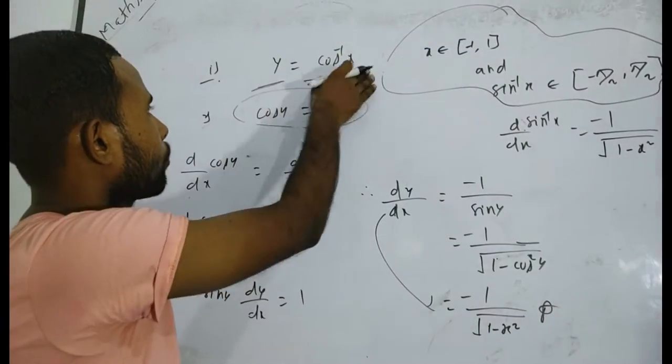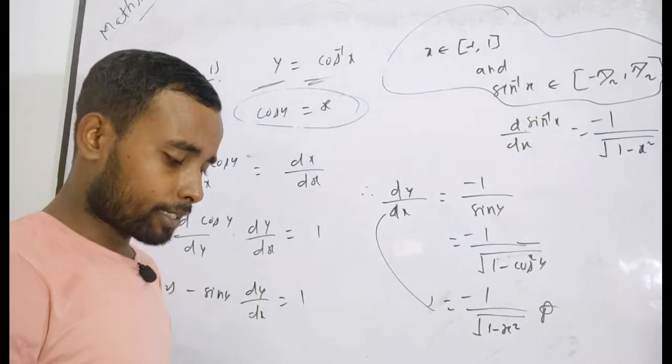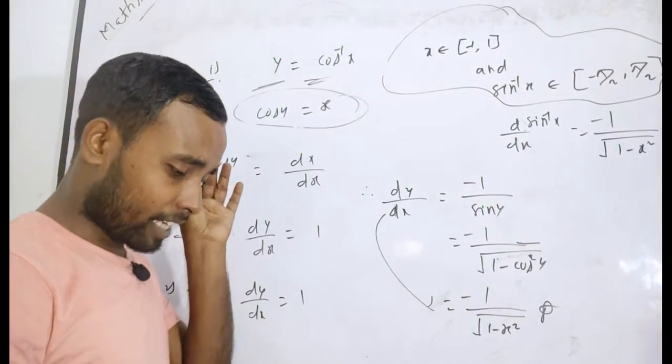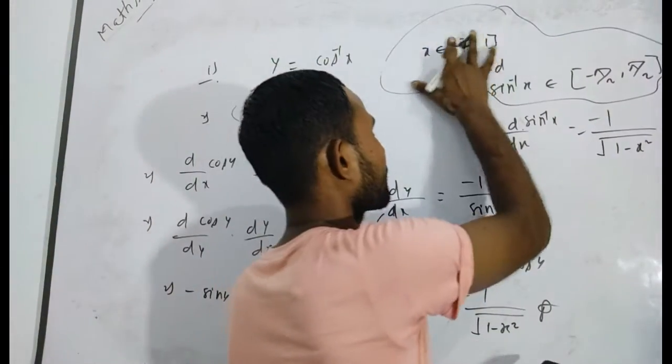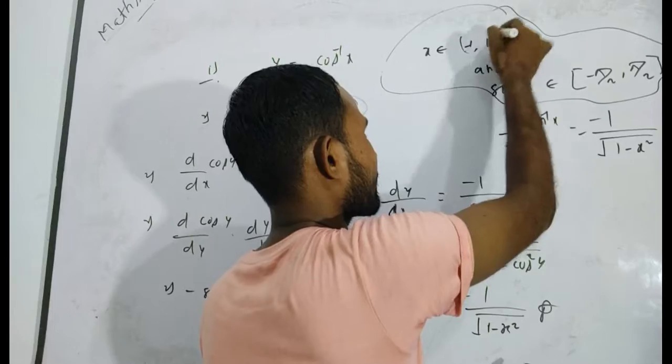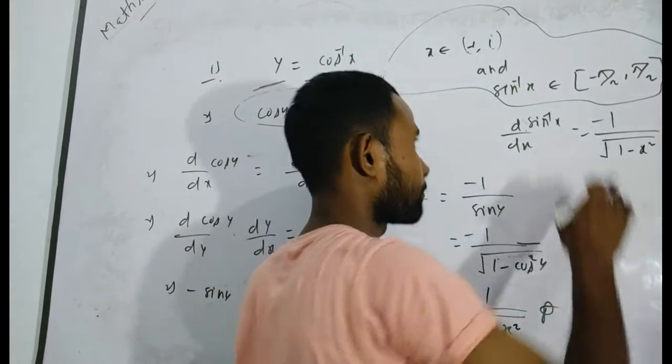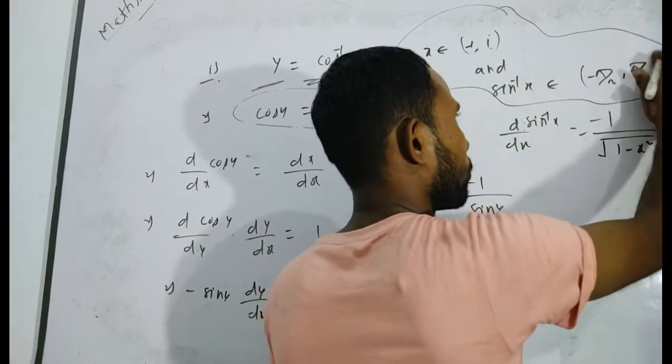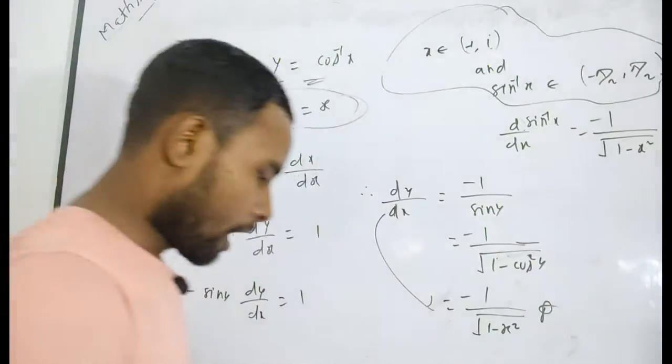Simply, I have taken here in place of sin inverse x, cos inverse x. Sorry, only the condition is different in this. For cos inverse x, I have to take this. I think you understand very well.